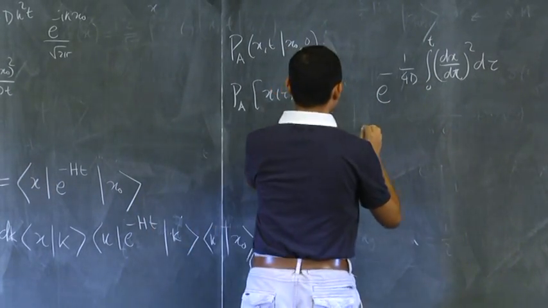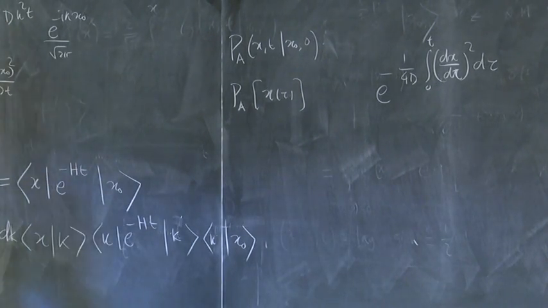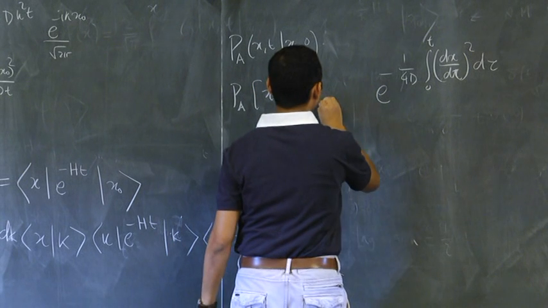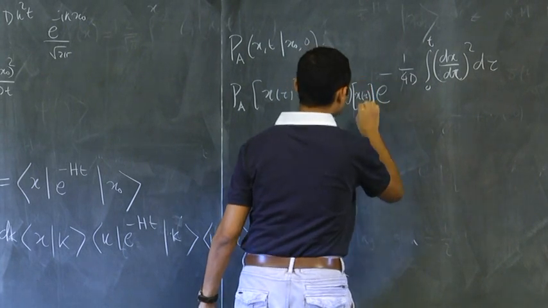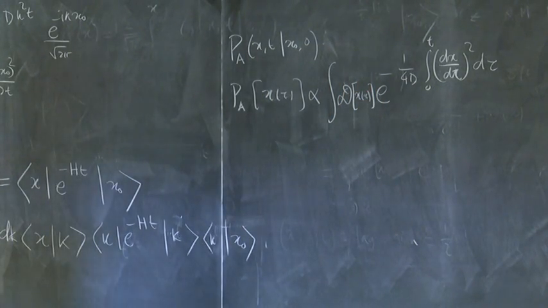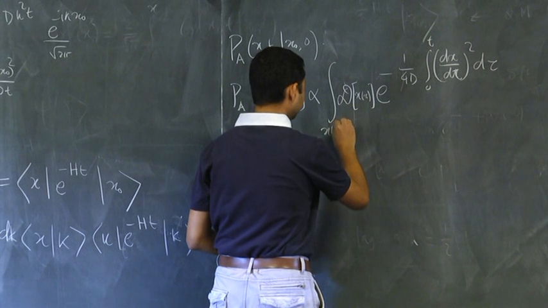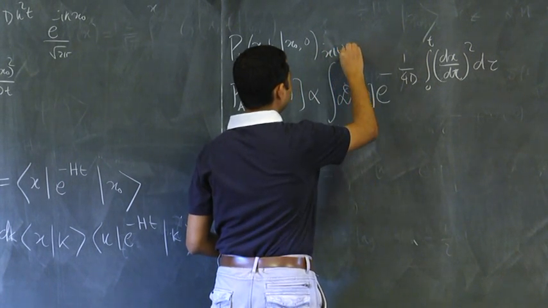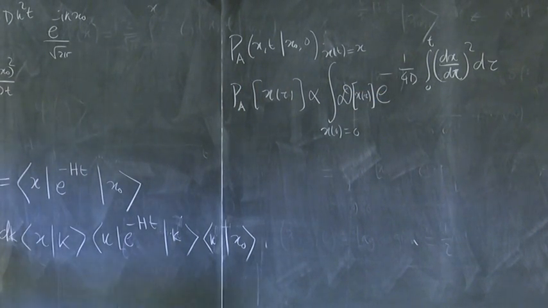This is the weight of the full path, but now I am only fixing these two endpoints. I do not care how it went in between, so I just integrate over all these midpoints. In shorthand it is written like this: basically an integral over all midpoints, keeping x at 0 equal to x0 and x at t equal to x. But if I just do that, that will give me all paths which go from x0 to x.